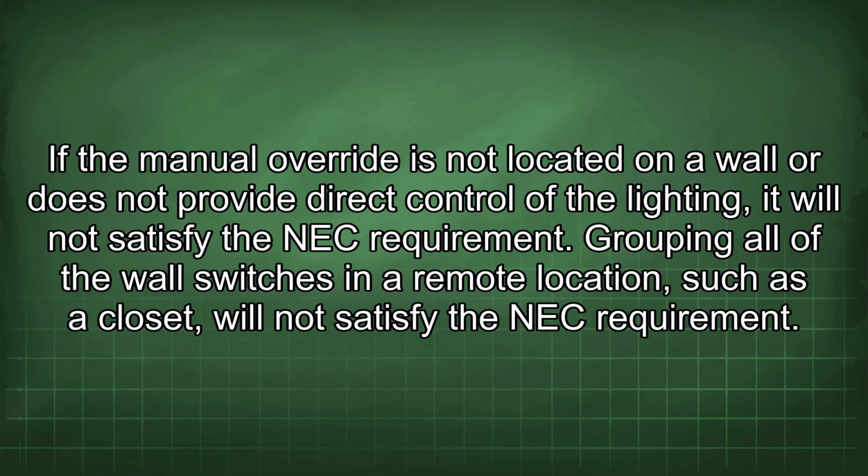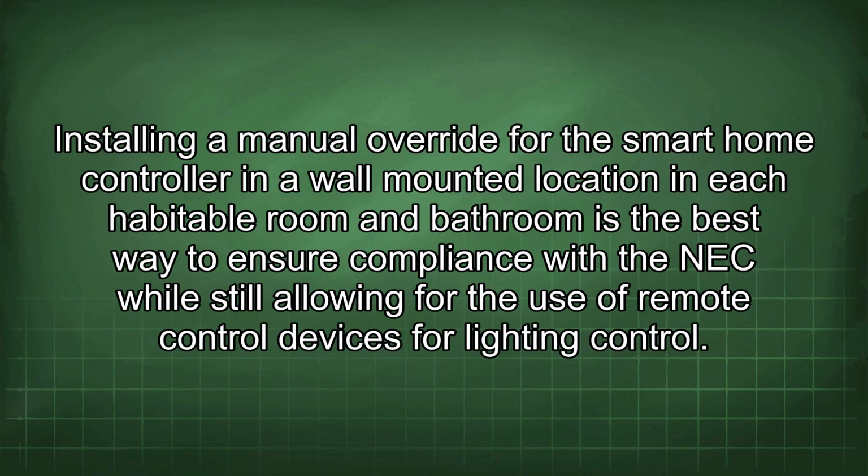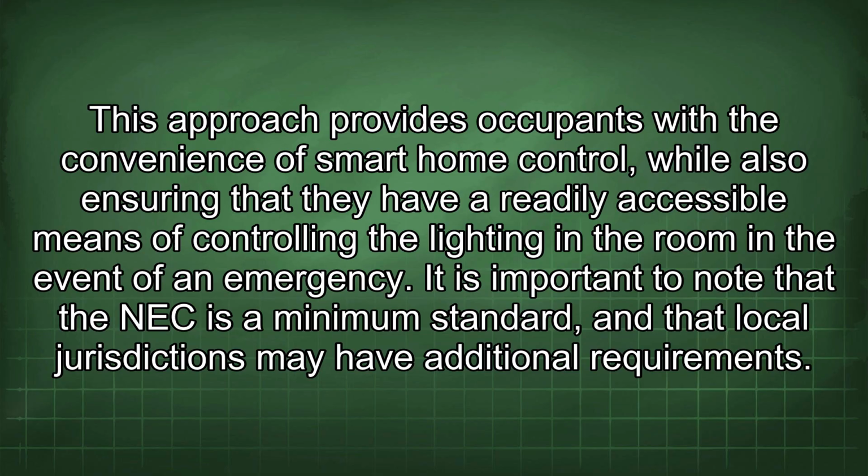Grouping all of the wall switches in a remote location, such as a closet, will not satisfy the NEC requirement. The switches must be located in a readily accessible location within the room so that occupants can easily turn the lights on or off. Installing a manual override for the smart home controller in a wall-mounted location in each habitable room and bathroom is the best way to ensure compliance with the NEC while still allowing for the use of remote control devices for lighting control. This approach provides occupants with the convenience of smart home control while also ensuring that they have a readily accessible means of controlling the lighting in the room in the event of an emergency.